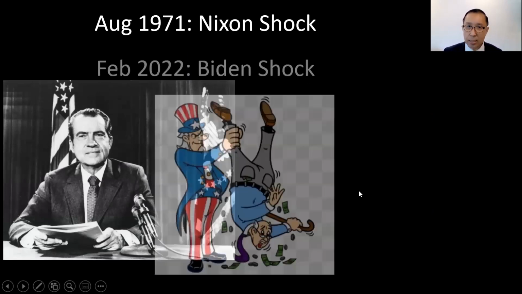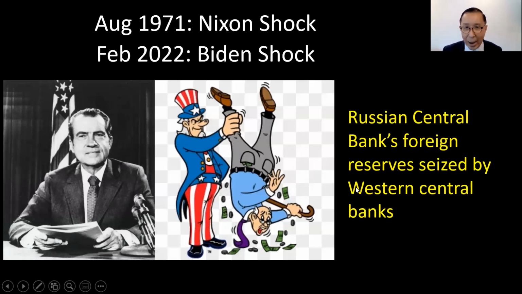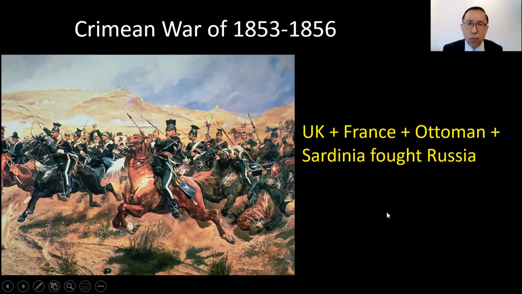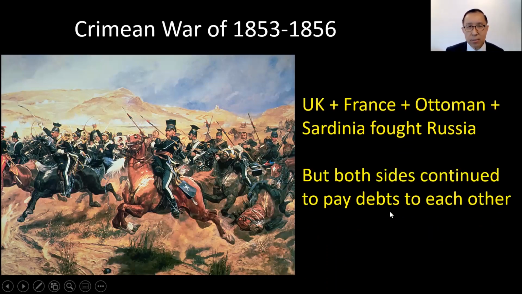Well, what has happened in February this year, I call it the Biden shock, because this has never happened before. Even Russian central banks' foreign reserves have been frozen by the US central banks. This is unheard of before. If we were to go back to the 19th century, to the Crimean War between UK, France, Ottoman Empire against the Russians, even though they were both fighting and killing each other, both sides continued to pay debts to each other. And now this has been violated.